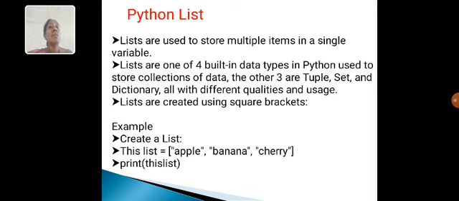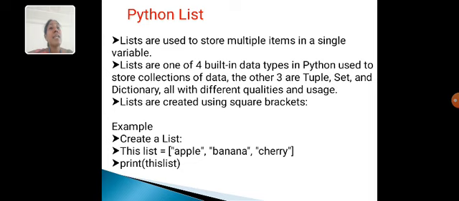Python list. Lists are used to store multiple items in a single variable. Lists are one of four built-in data types in Python used to store collections of data. The other three are tuple, set, and dictionary, all with different qualities and usage.